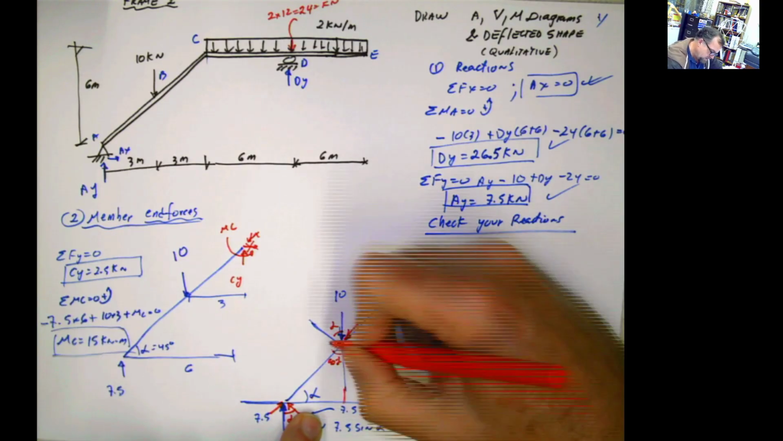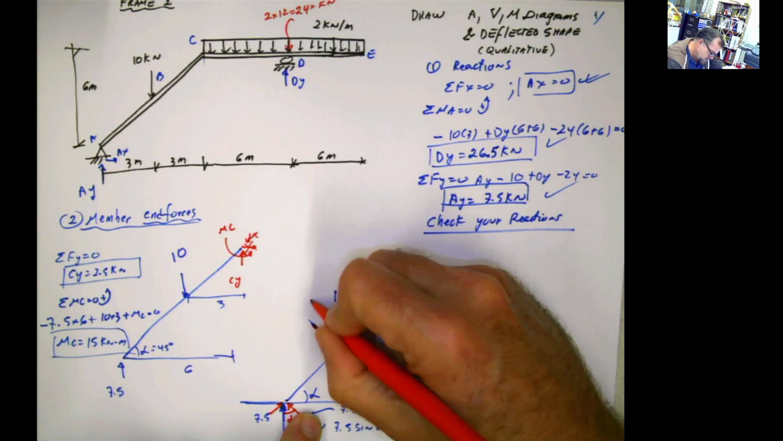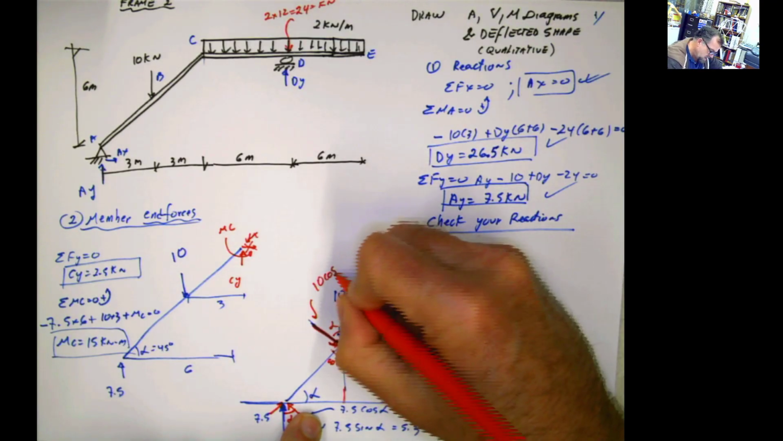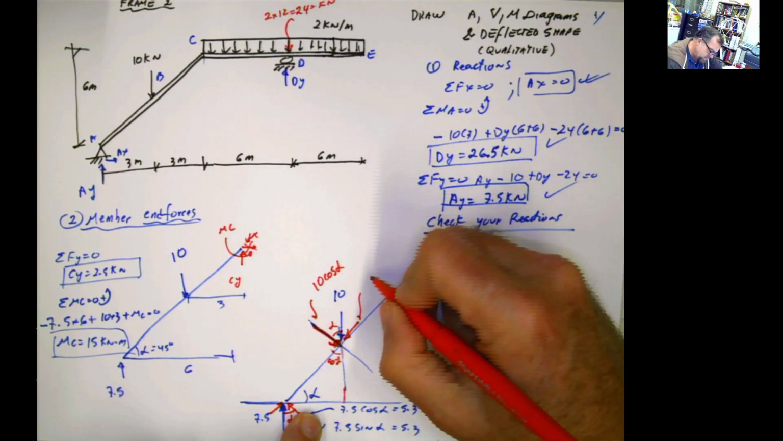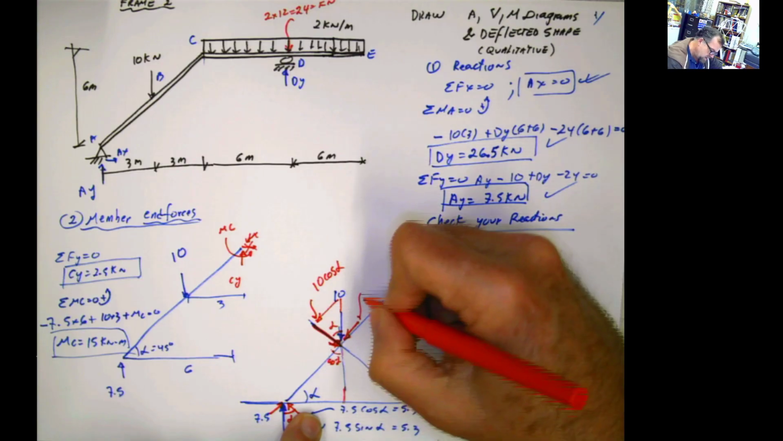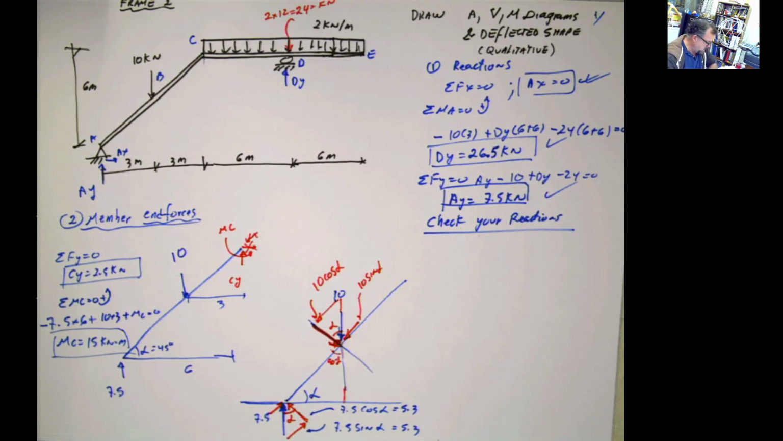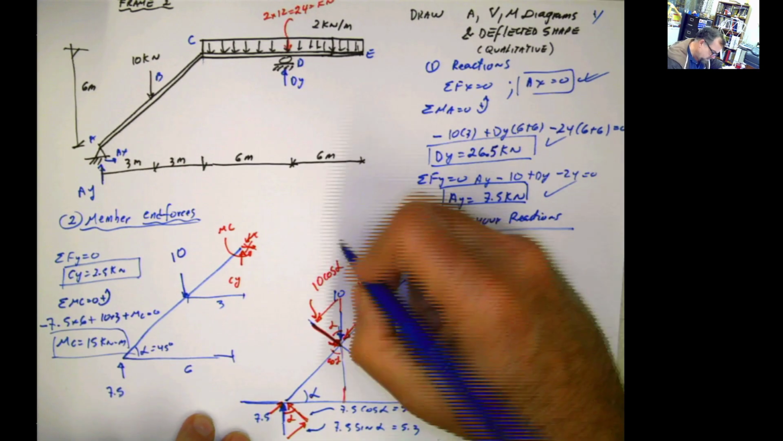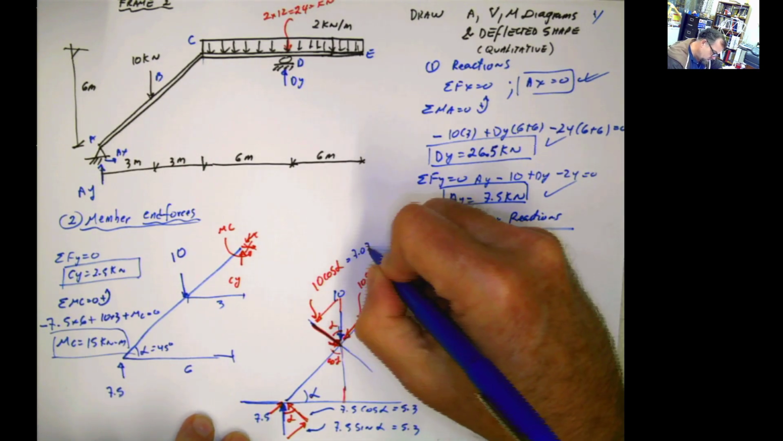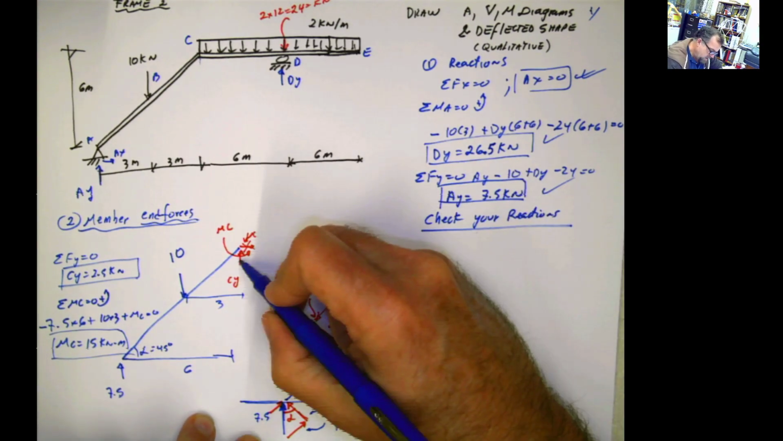So what does that tell me? That tells me that this is going to be 10 cosine alpha, and this is going to be equal to the one that is acting here, which is going to be 10 sine alpha. And how much is that? Square root of 2 over 2 times 10, so 7.07. 7.07.